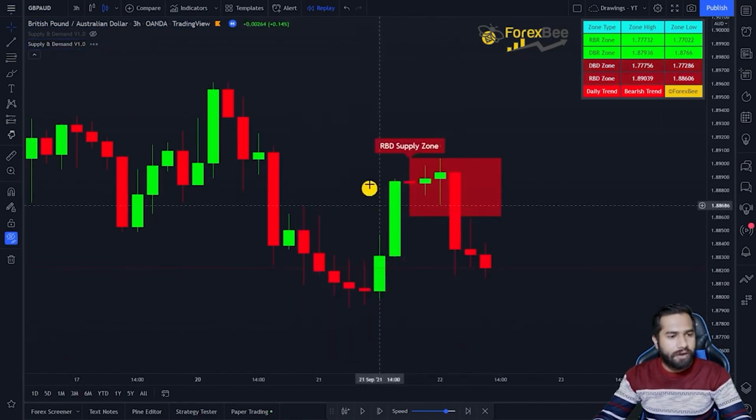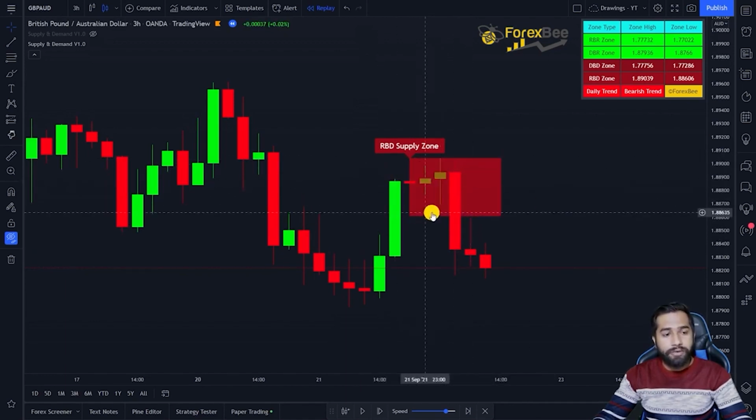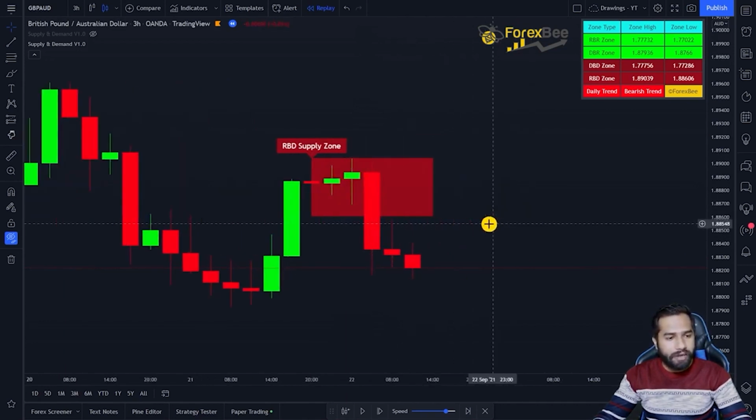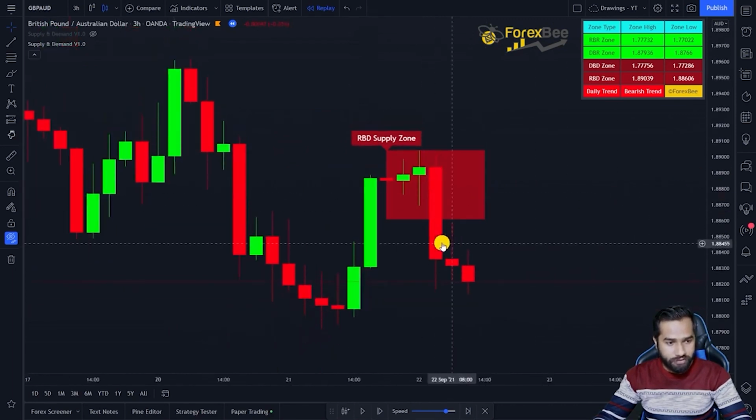So here you can see the indicator has detected a rally based drop supply zone, and as we discussed earlier, in a rally based drop supply zone, the first candle is a big bullish candle, and then there are base candles, and then again the last candle is a big bearish candle. This represents that there is a supply zone created in the market. So here what institutions will do is they will place their pending sell orders, and the market is going to come back to this zone in order to pick those orders. So let's see how it goes.